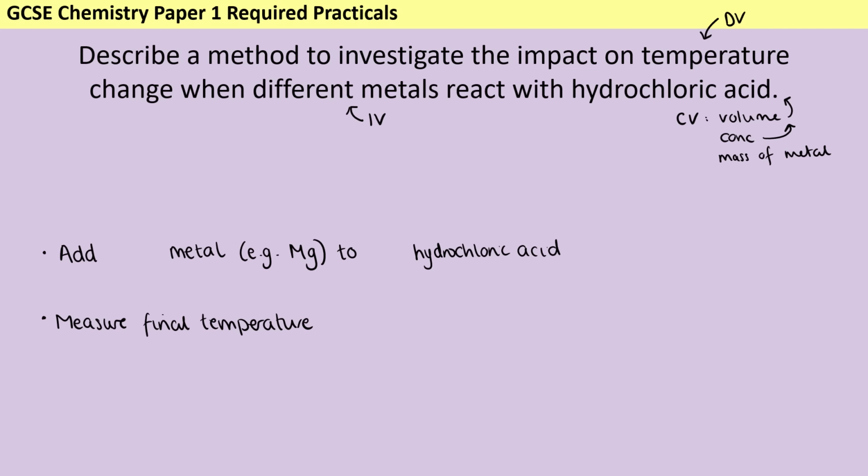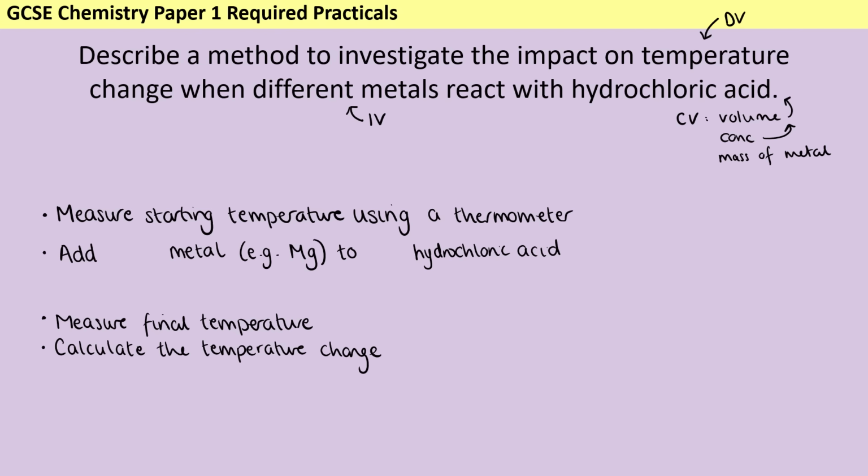But if we're actually going to do this properly, we also need to measure a starting temperature. Now, wherever possible, you want to be identifying what equipment you're using in the experiment, even if it seems really obvious. So I'd include here that we're measuring this using a thermometer. So once we've got those starting and ending temperatures, we can use those together to calculate a temperature change. So right now, all I know is that if I add some magnesium to some acid, it gets hot.